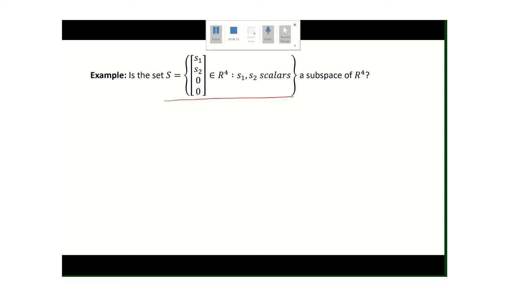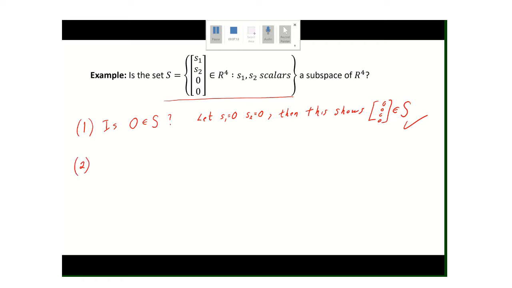Now it's a subset. It's a bunch of vectors that are inside R4. But is it a subspace? To see if it's a subspace, you have to answer the three questions. First, is the zero vector in S? Using our definition above, if we let S1 equal 0 and S2 equal 0, those are scalars, then this shows that the zero vector, 0, 0, 0, 0, is in S. It satisfies the definition. So 0 is in there. First condition, done.